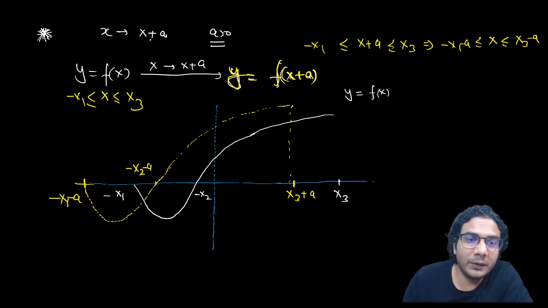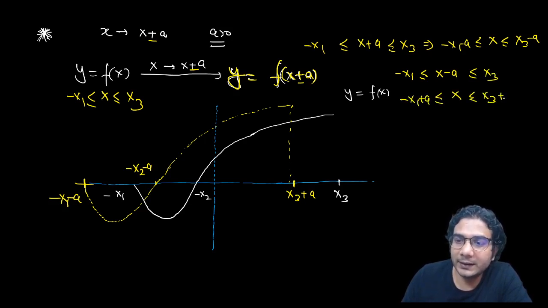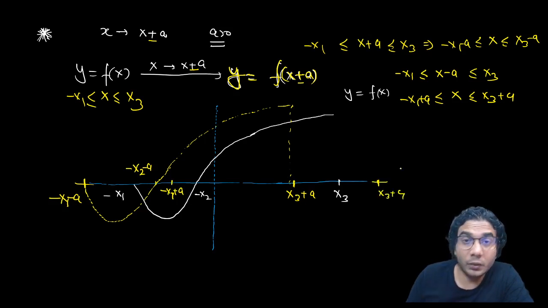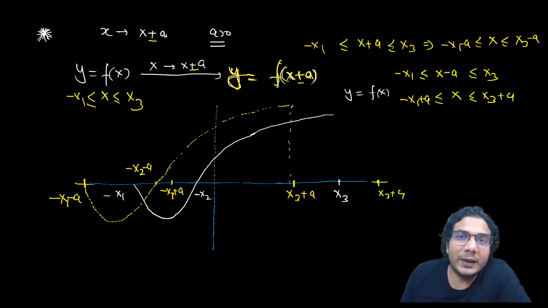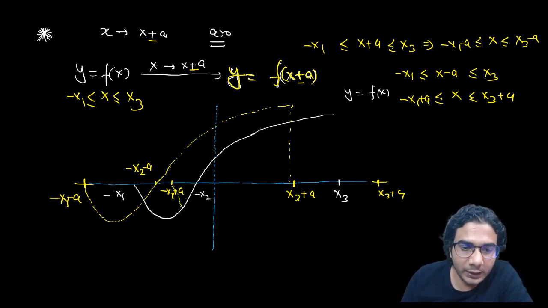Now what will happen if you replace x by x minus a? We'll do that here only. If you do that, what will be the new domain? Then x minus a should be between minus x1 and x3. And then you can add a, so it is going to be minus x1 plus a to x3 plus a. It will start from here, minus x1 plus a to x3 plus a. So the whole graph will shift towards right. When you replace x by x minus 1, the whole graph of y is equal to f(x) shifts towards right by 1 unit. So this is going to be the new graph.